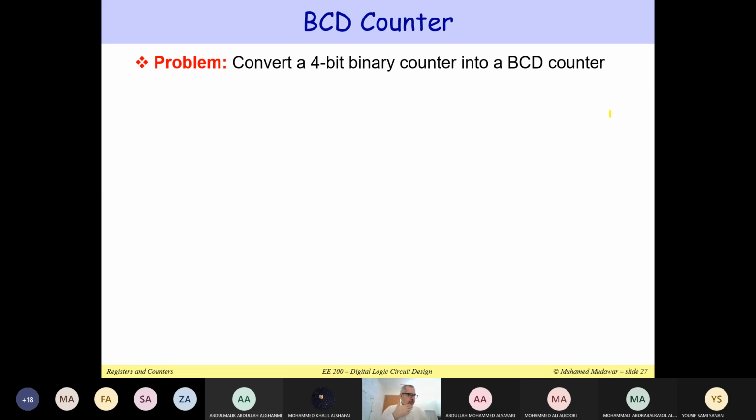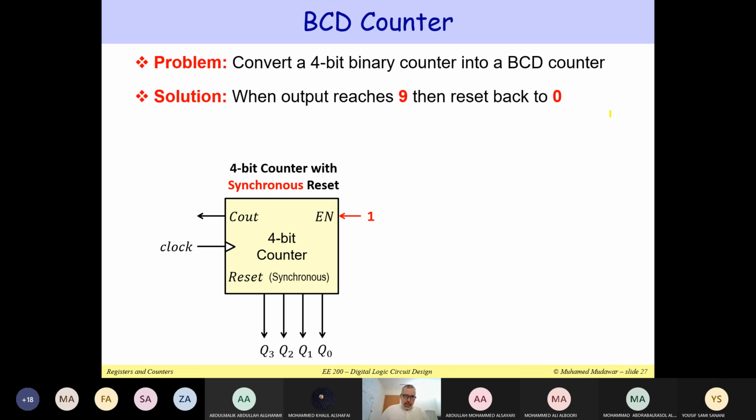We have seen 3 different implementations. Now, I would like to talk about a BCD counter. I would like to count from 0 to 9, because there are only 10 digits in BCD, from 0 to 9, and then back to 0. Is this clear? That's what I would like to do. I would like to have a BCD counter. How do I do this?